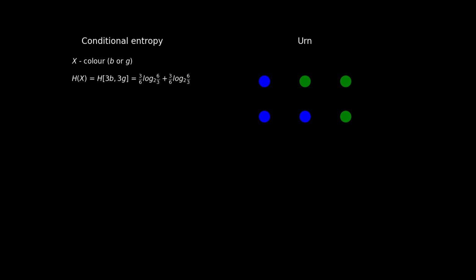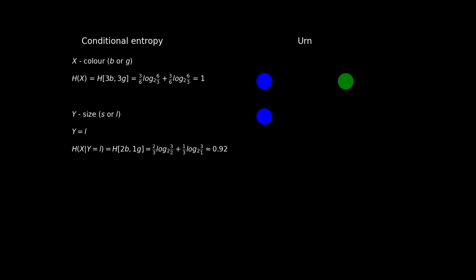Since there are 3 of each color, the entropy will have the maximum possible value for 2 outcomes, which is 1. But if we consider a second random variable, for example, the size, and we already know that the size is large, then the entropy of color, given the size, is the entropy of the group containing only 2 blue and 1 green. So approximately 0.92, strictly less than the original entropy of 1.